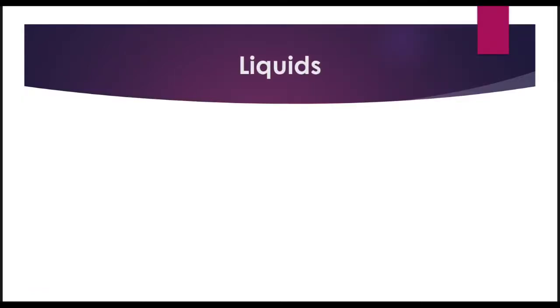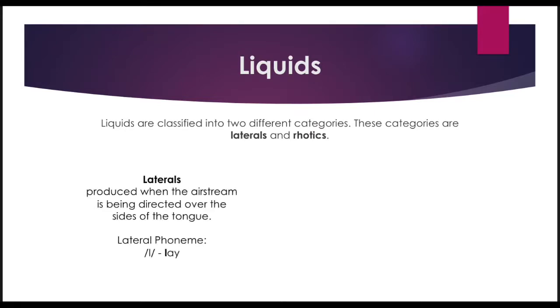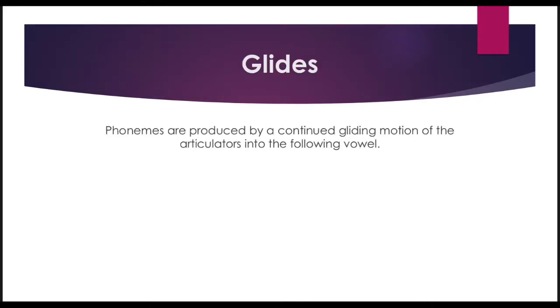Then you have the liquids. The liquids, like I said, are broken down into laterals and rhotics. The laterals, there's only one. It's an L and lateral. It's easy to remember, like lay and rhotics. Same here, R, rhotic, right. That's those. Then you have the glides. Glides are phonemes that are produced by continued gliding motion of the articulators into the following vowel. So the glide phonemes are going to be the y as in yellow and the w as in winter.